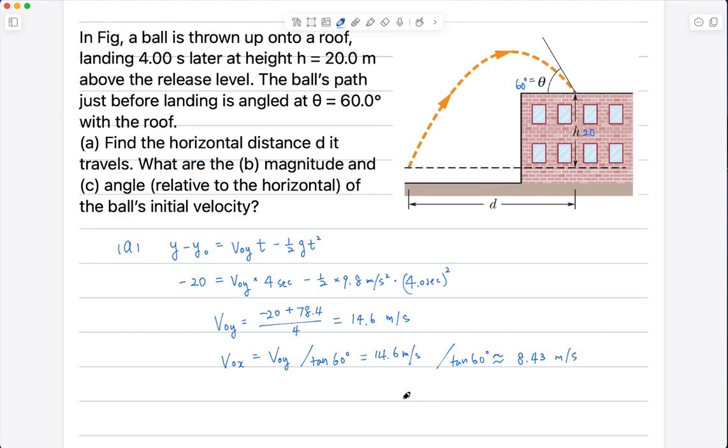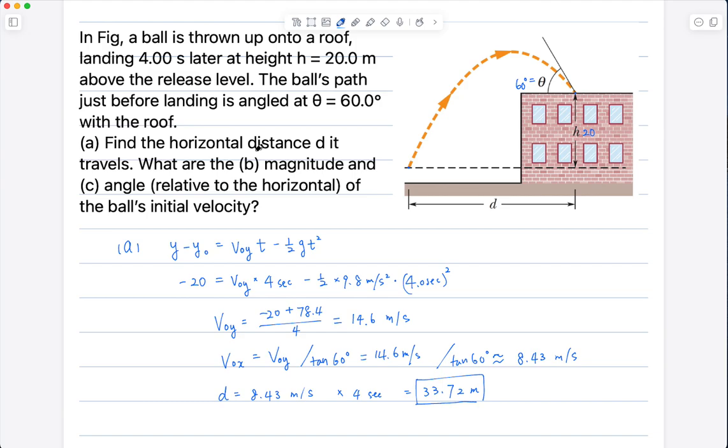As you know, horizontally the velocity is constant. Therefore, to calculate the final answer for the distance, our constant horizontal velocity of 8.43 meters per second times 4 seconds gives 33.72 meters. That's the answer to question A. They're asking to find the horizontal distance traveled, so that is the horizontal distance traveled.